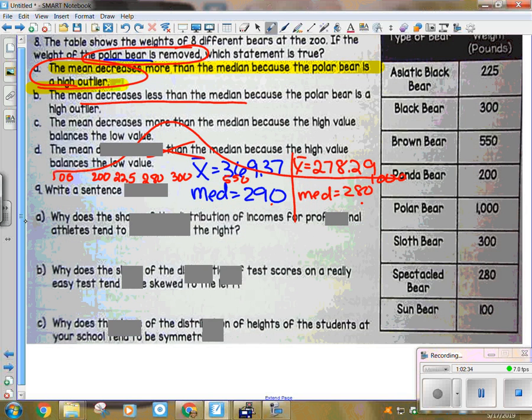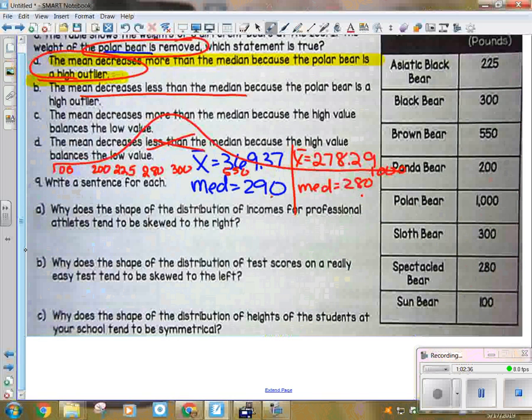Write a sentence for each. Why does the shape of the distribution of incomes for professional athletes tend to be skewed to the right? So let's remember what skewed to the right is. So we got a lot of players down here. Then you only got one. You got 1 or 2 over here. So I have a high here.